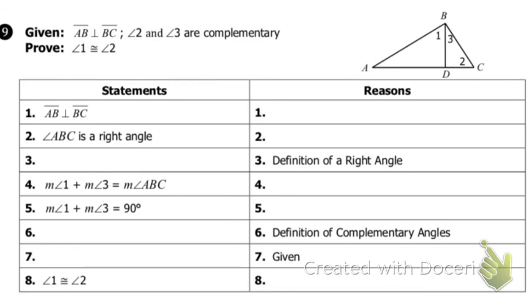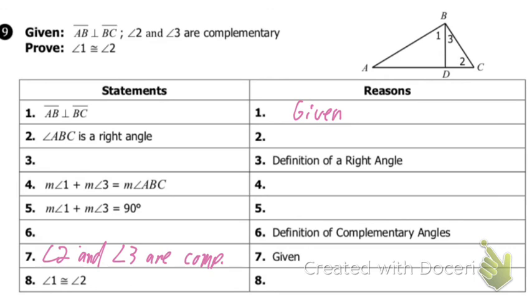What's our first reason? Given. Do we have another given later on, guys? Yes. Where is it at? It's at 7. So can we write that in as a freebie? Yeah, angle 2 and angle 3 are complementary. So we filled in a couple of freebies already, right?